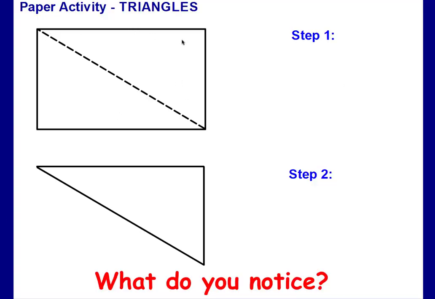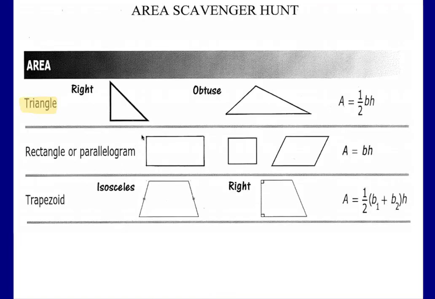Okay, so say I have this rectangle right here and I cut it along the diagonal. What do I get? I get a triangle. I took away half of the rectangle and I'm left with just the triangle. And that's where the formula for the area of a triangle comes from. The area of the triangle is half of the base times height.